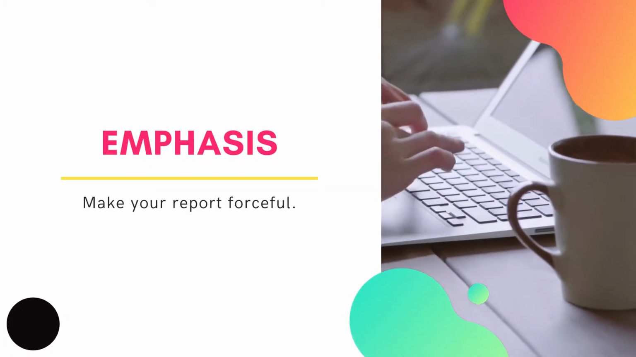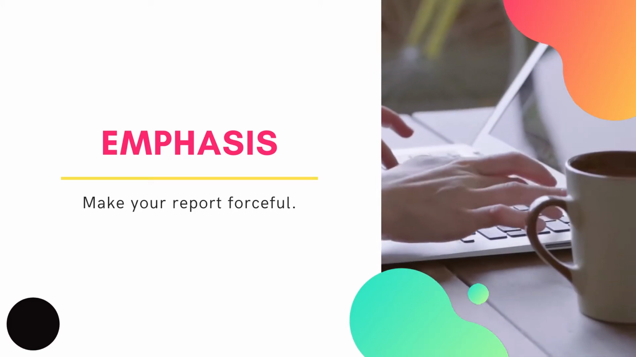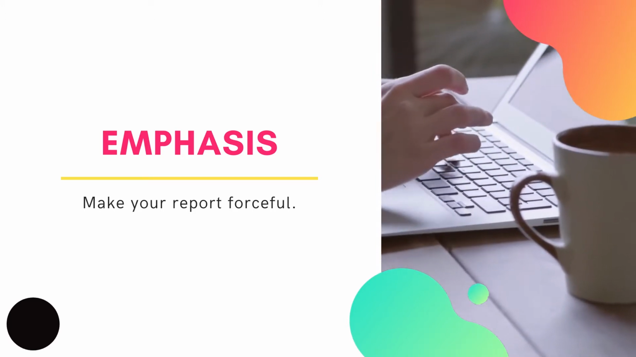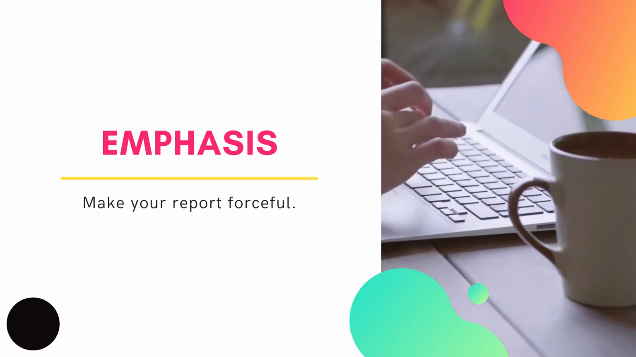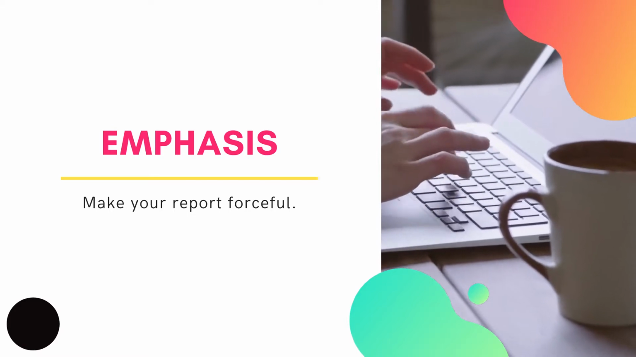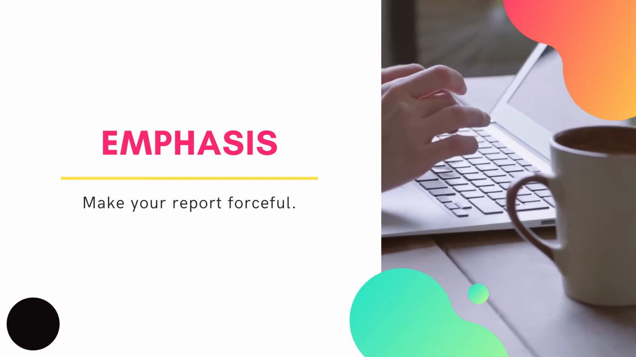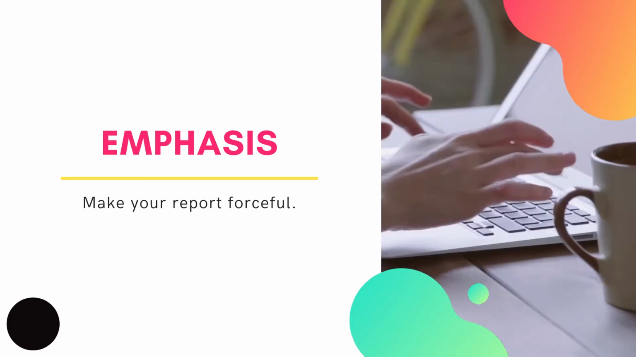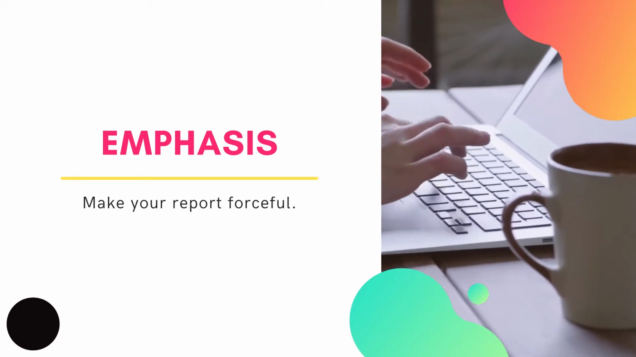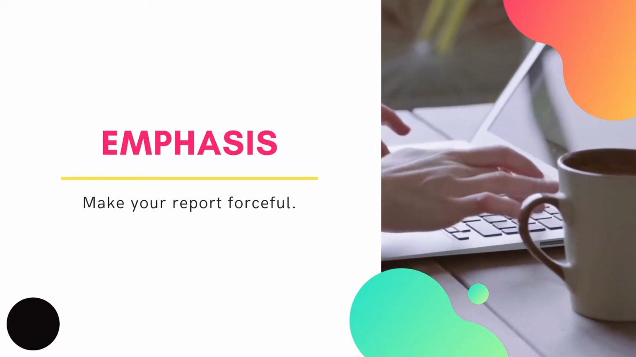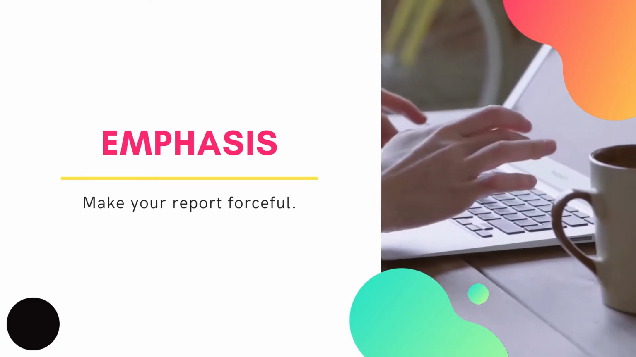Next, we have E for emphasis. So make your report forceful. When we say emphasis, we put consideration or focus on what we are trying to say. So, for instance, we are writing a report about an incident that happened in a specific place. So your focus is about the accident. You don't have to focus on the people who are there. You don't have to focus on the people that are not really involved in that accident.